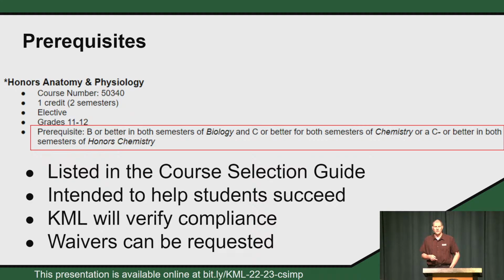A student can request a waiver if they're passionate about a subject but they don't meet the prerequisite, and we'll arrange for them to talk to the teacher, provide some information to the teacher, and see if the teacher would be willing to let them into the class even though they don't meet that prerequisite.